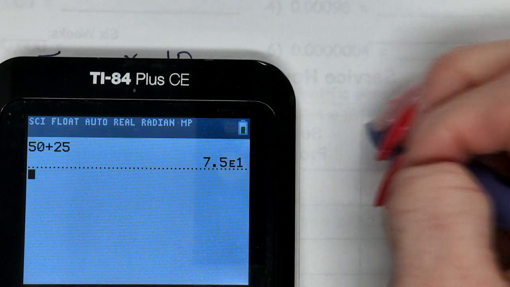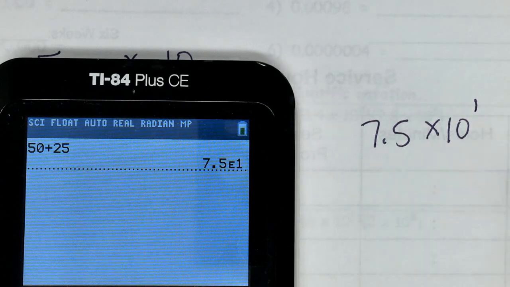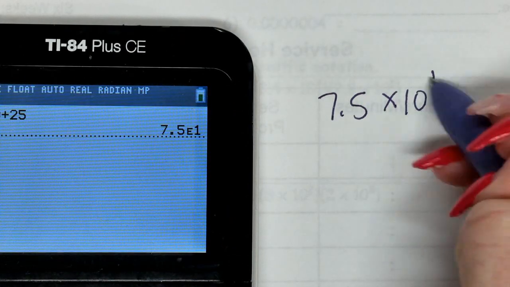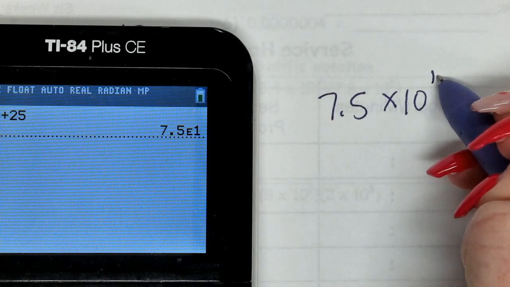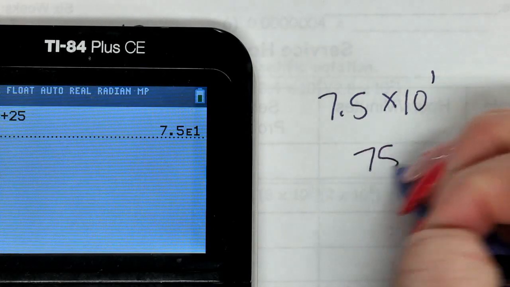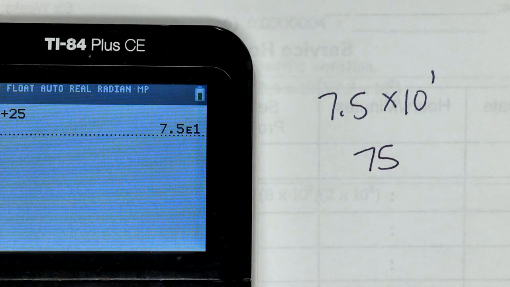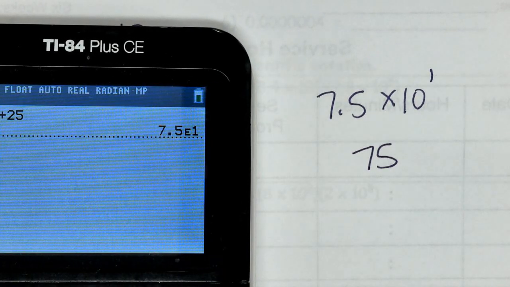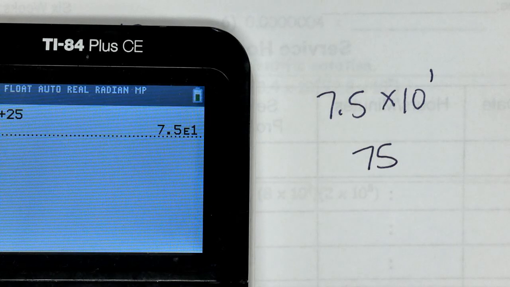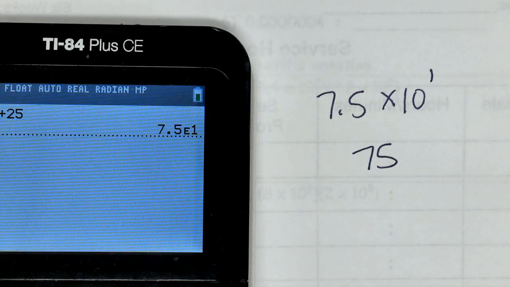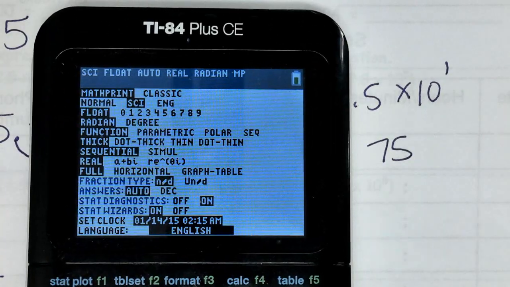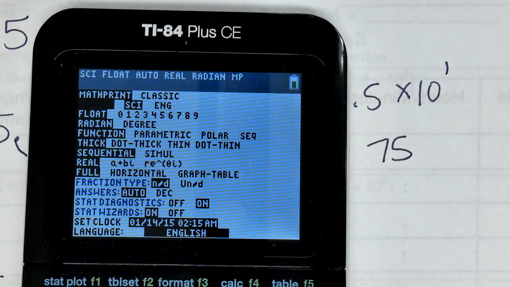So just to show y'all, 7.5 times 10 with an exponent of 1 is the same thing as 75. How many times would I move the decimal? Once to the right. Is that the same thing as 75? Yes. Okay. So your calculator will do all of this for you. Make sense? Now, if you want to get back to normal, what will you have to do? You have to go back to mode, highlight normal, and hit enter. But we're going to stay in scientific notation for this.